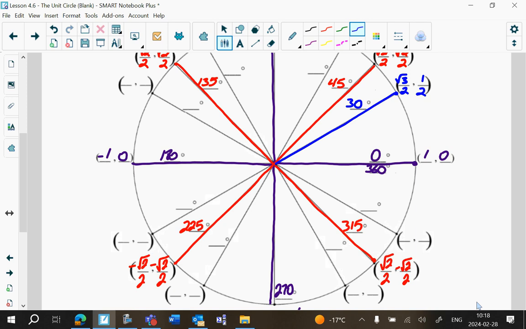Well, hang on, let's get the angle first. Not 120. Think of it this way. We're going 180 to here and then less 30. What's 180 minus 30? 150 degrees. What's the point on the unit circle? -√3/2, 1/2.